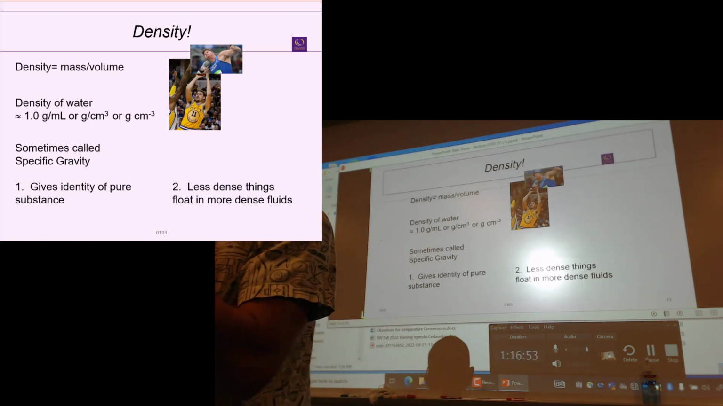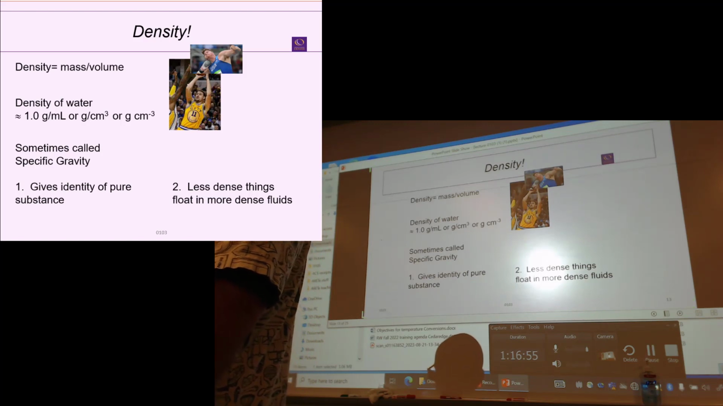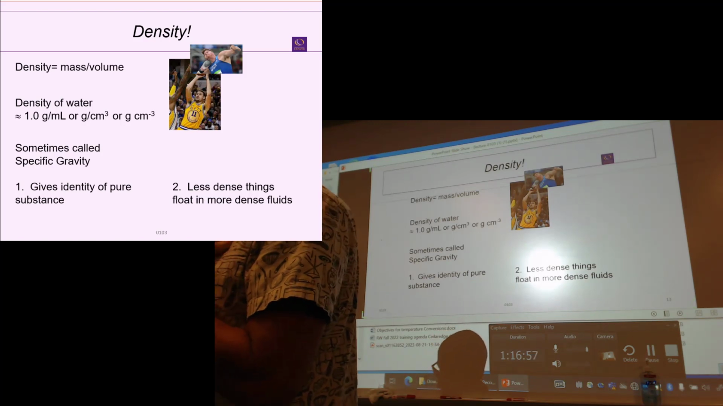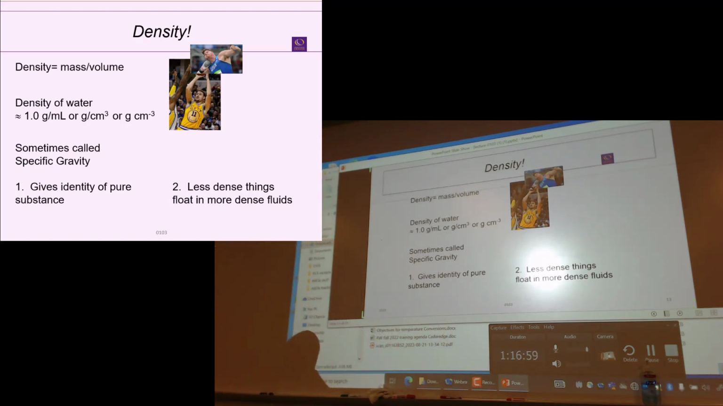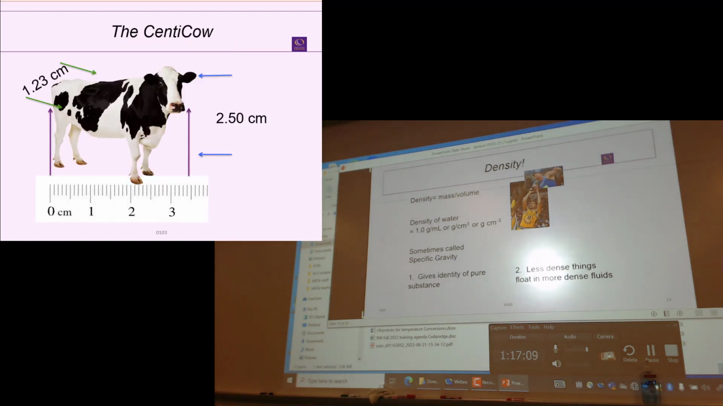So if I am less dense than gas, I would start floating. That would be cool, right? The same thing like a boat floats in water because mass per volume, it's less dense than water, which is 1. So that's cool.